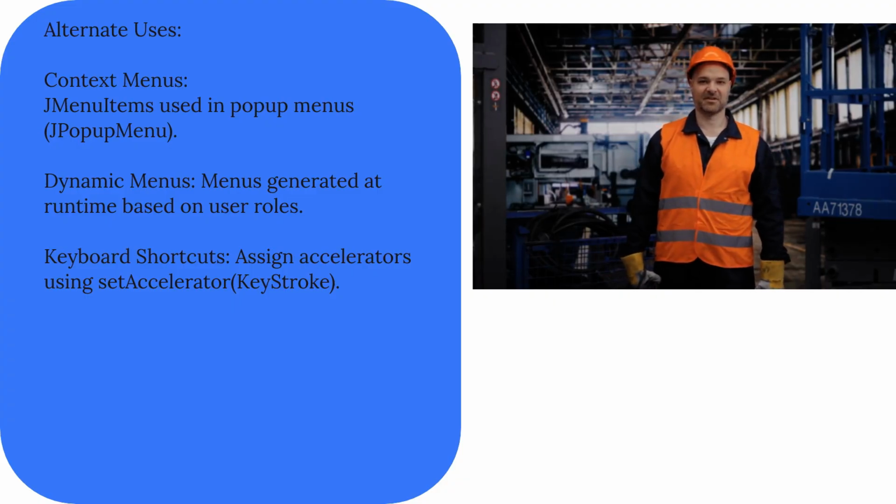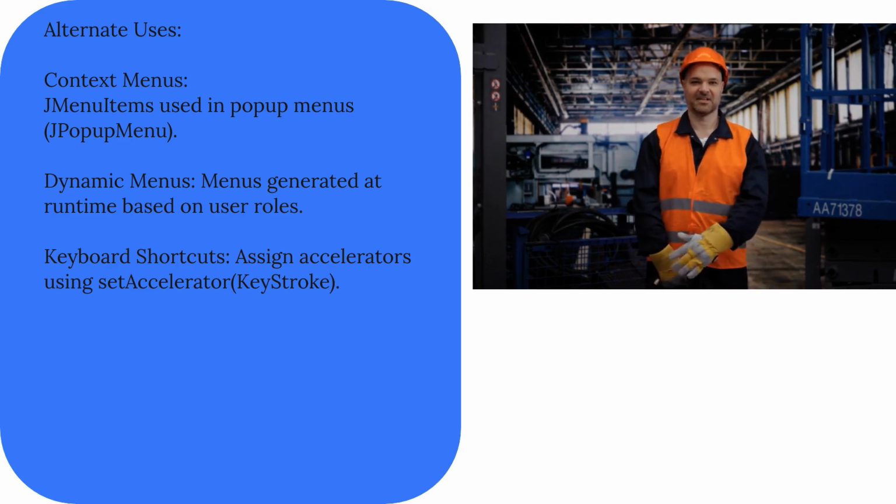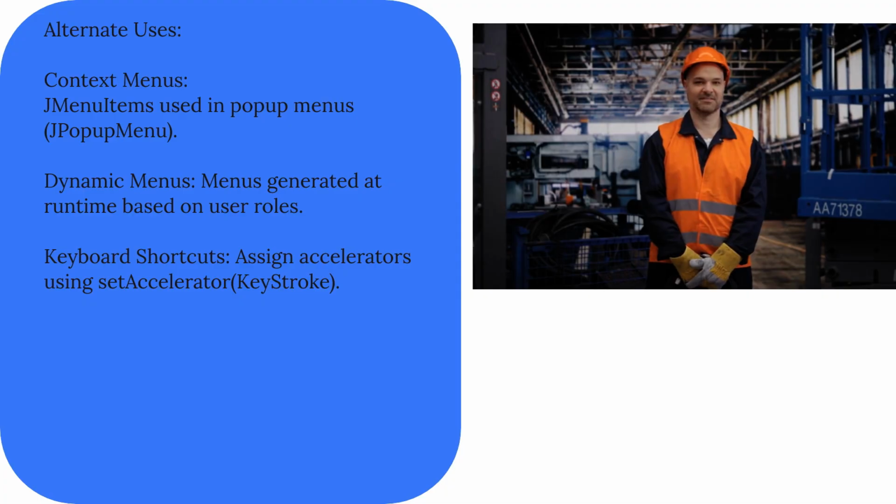There are also alternate use cases. Context menus: JMenuItems can also be used in pop-up menus, for example, JPopupMenu. Dynamic menus are menus which can be generated at runtime based on user roles. And keyboard shortcuts are used to assign accelerators using setAccelerator with a KeyStroke.